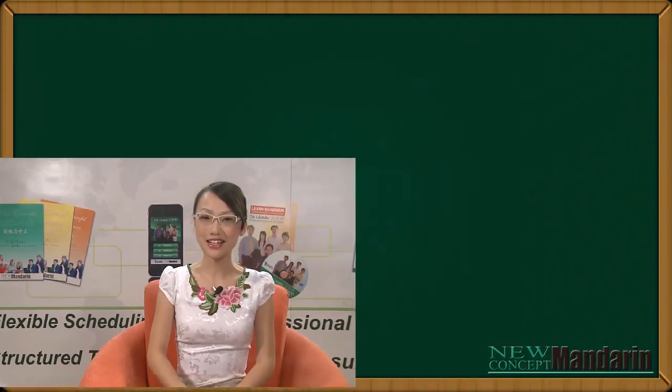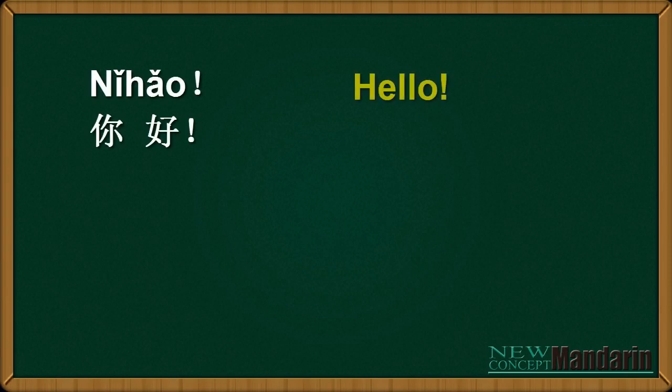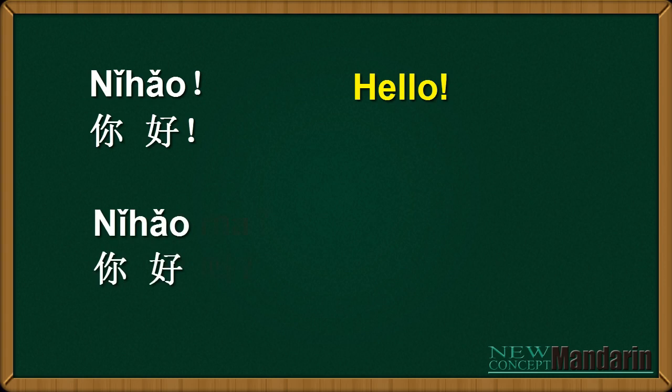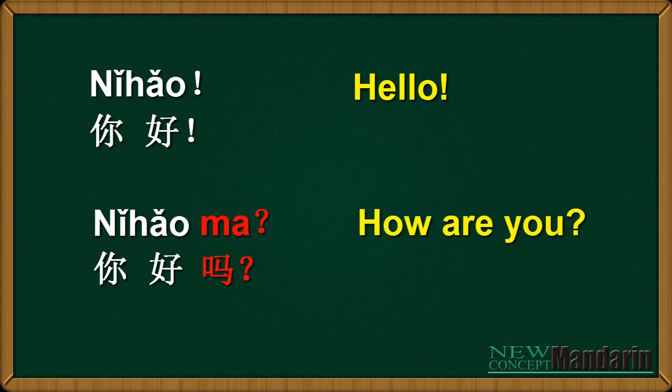我是 Julia. 你好吗? How are you? Last time we have learned 你好 means hello. We just need to put the yes or no question word 吗 after 你好. Then it becomes a question. Are you good? How are you? 你好吗? If you want to respond, I'm very good.